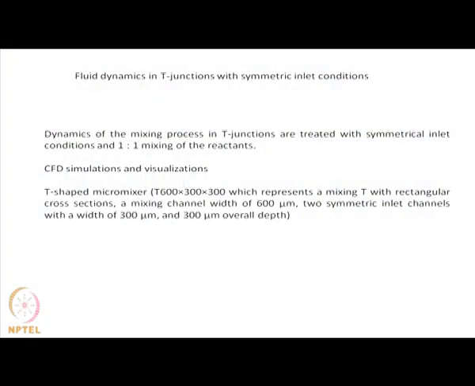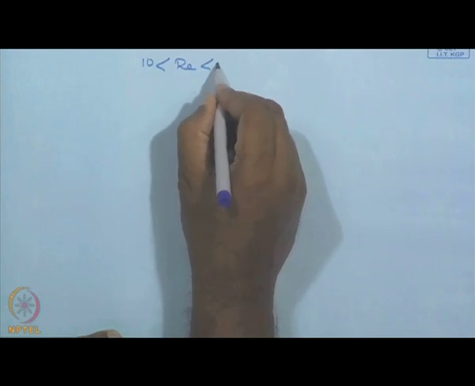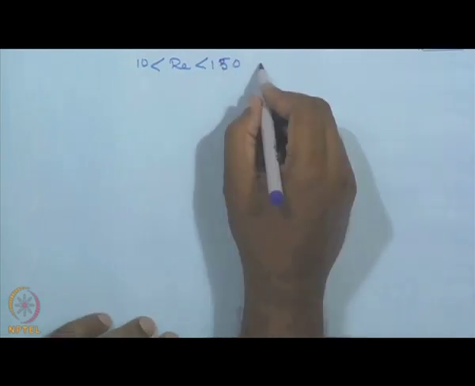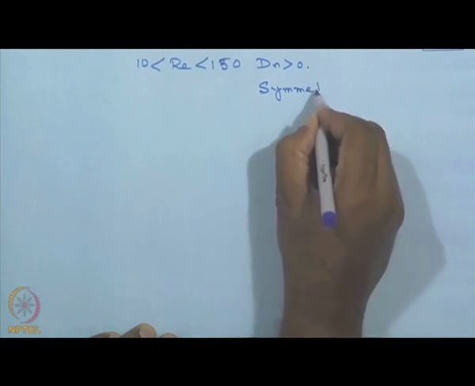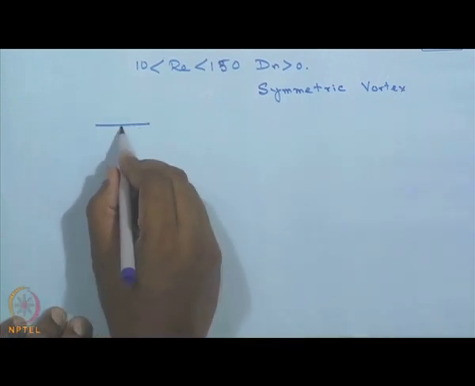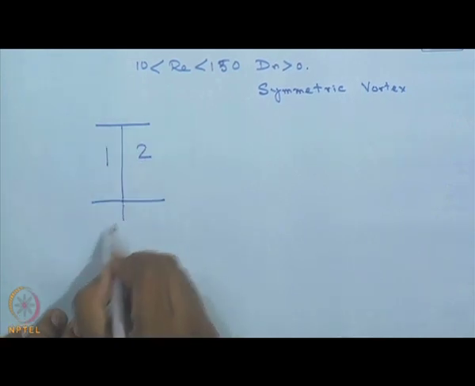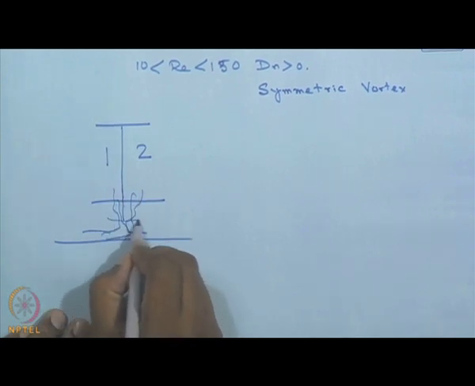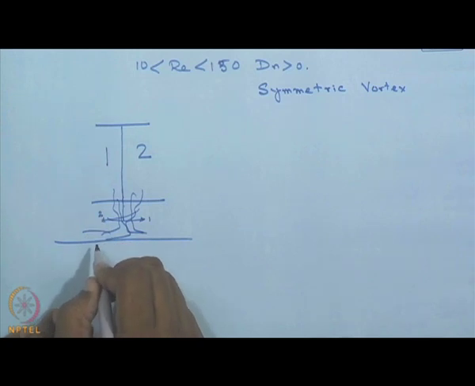Now when we move to a situation where the Reynolds number is greater than 10 but less than roughly about 150 or so, but the Dean number is greater than 10, then we get symmetric vortices. Symmetric vortices are formed, and what you would see is that if this is the boundary 1 and 2, and then I have the T junction, then you are going to get some sort of mixing in between the two, and part of one may go in this direction, a small amount of 2 may come in to the other direction.